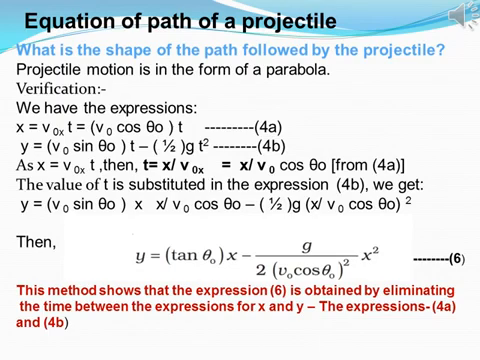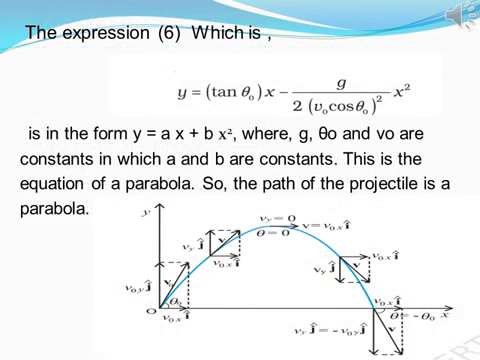Since sin theta 0 by cos theta 0 is equal to tan theta 0. That is, this method shows that the expression 6 is obtained by eliminating the time between the expressions for x and y. The expressions are for a and for b.